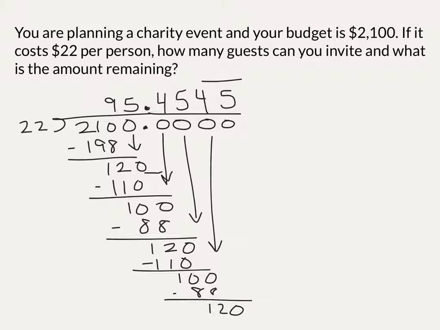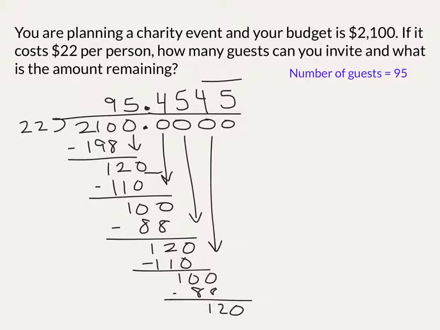So our question asks us, how many guests can you invite? Well, since this is a decimal, I can only invite 95 people because we can't have 0.45 of a person. So the maximum number of people that we can invite is 95 people. Now we want to find the amount remaining. In order to do that, we need to figure out how much it will cost to invite the 95 people.